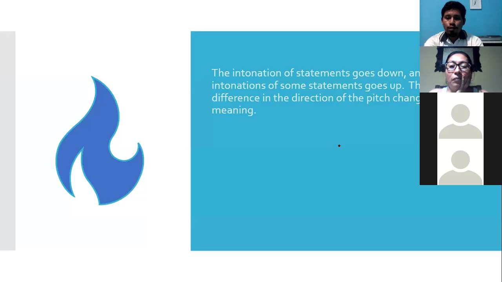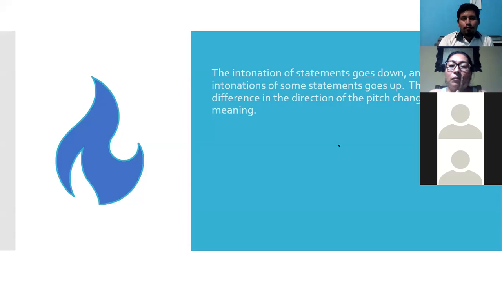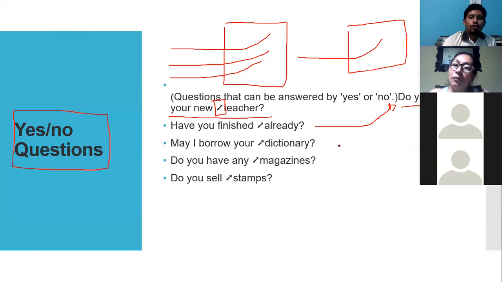Here it says the intonation of a statement goes down and the intonation of some statements goes up. This difference in the direction of the pitch changes the meaning of what we're saying. If we want to ask a question, it could follow a rising intonation, but if we want to give information, it depends on what we want to say. It's not the same if I say, "Do you sell stamps?" In that case, I'm asking you with the rising intonation.